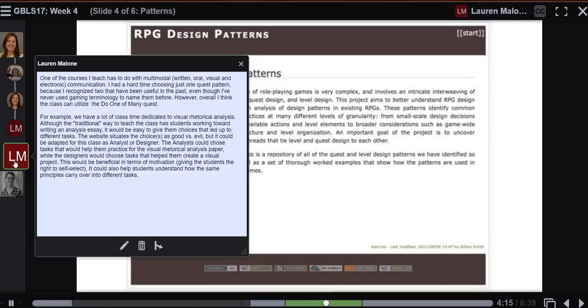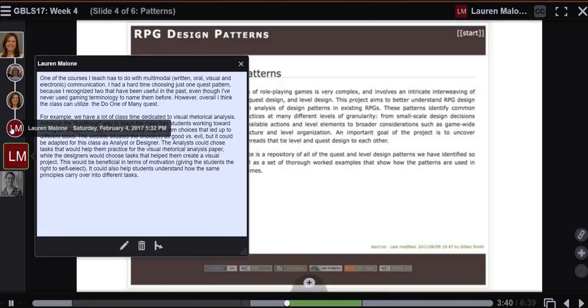So I'm trying to do one of my multimodal communication classes as a game next fall. And so this is going to be one of the quests, or one of the design patterns, that leads up to their major assignment for visual rhetorical analysis.